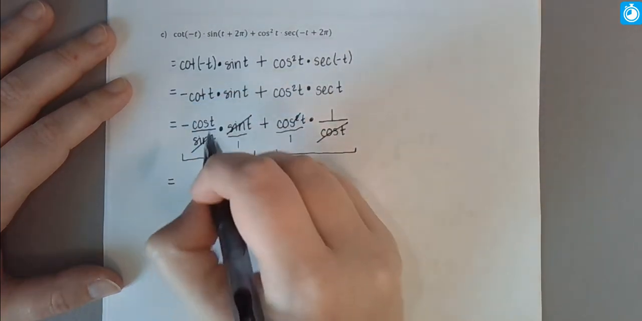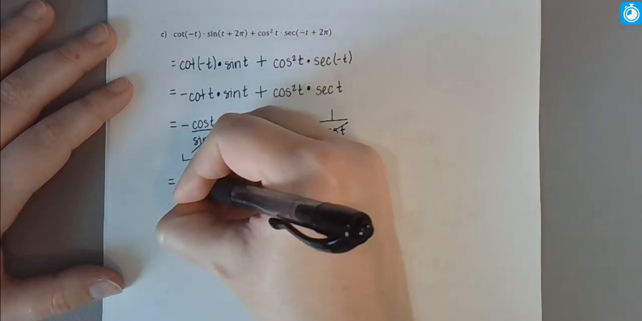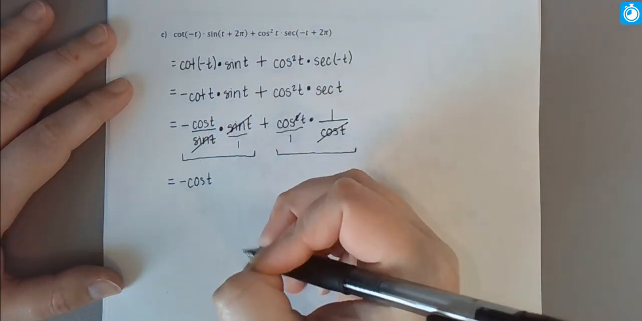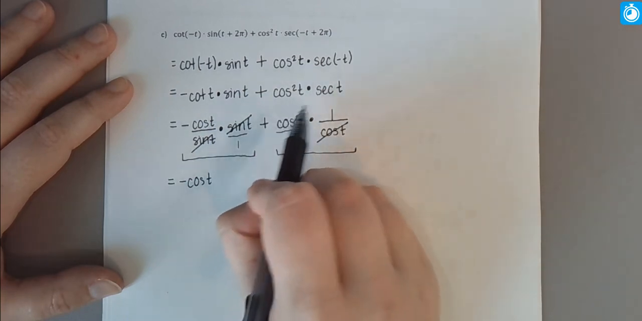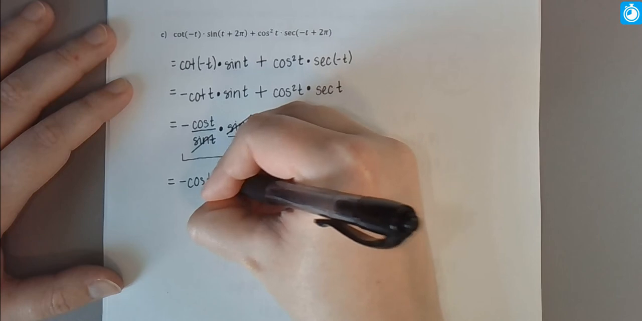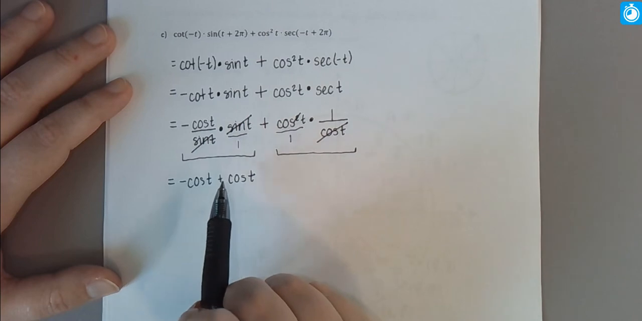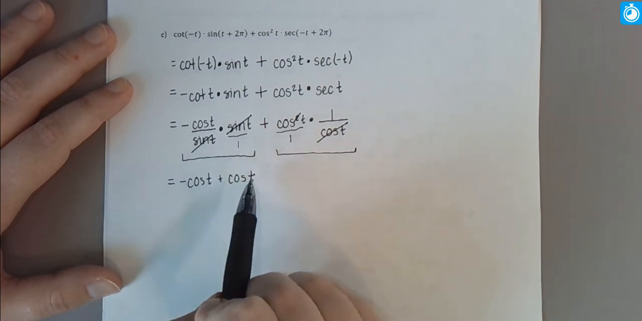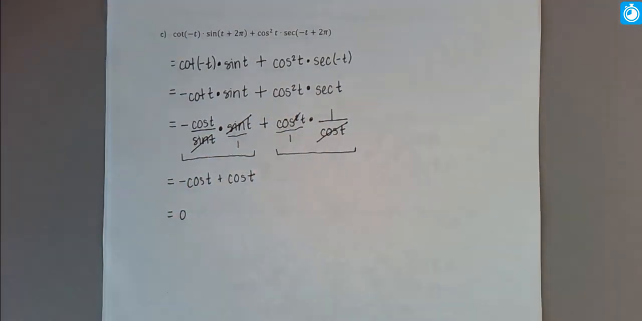So what are we left with? Well, from our first term, we have a numerator of negative cosine of t, and then denominator is just 1. So negative cosine of t. And then over here, we eliminated one of the cosines from this cosine squared, and so we're still left with 1. So our numerator is cosine, and our denominator is just 1. So plus cosine of t. Now we have negative cosine plus cosine equal and opposite, which means we add them together, and the result is 0.